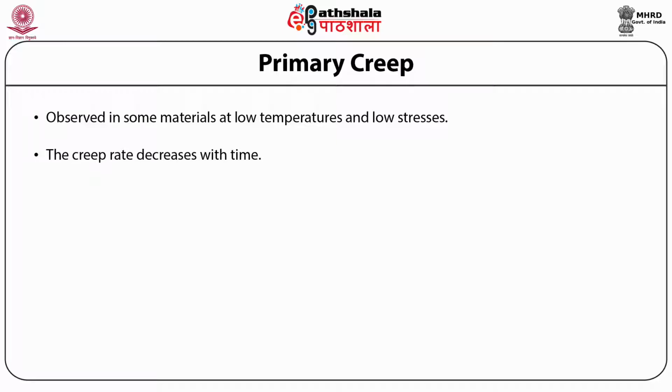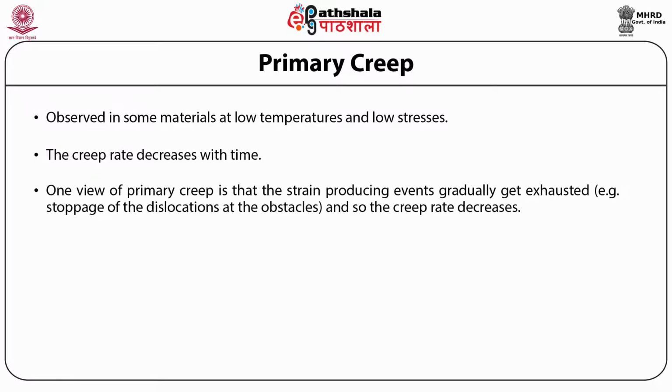It has been proposed that in primary creep, the strain producing events gradually get exhausted so that the strain rate decreases. An example of the exhaustion of the strain producing event is the stoppage of a dislocation at an obstacle. However, there are views that such a picture of the primary creep is not correct.